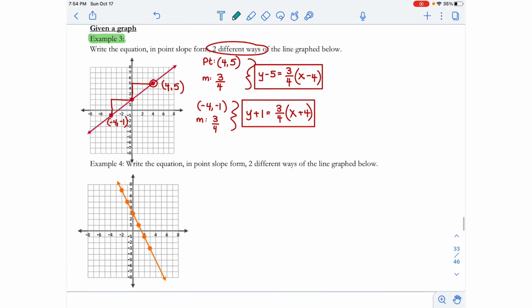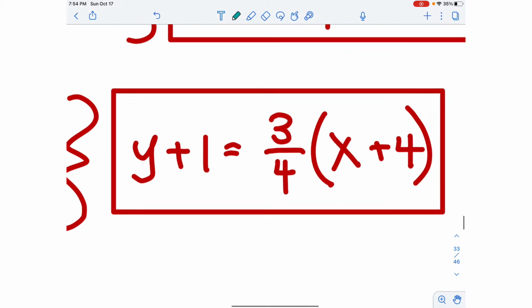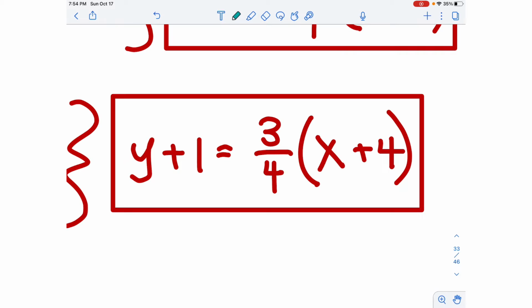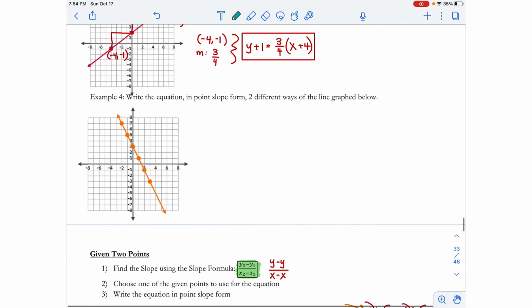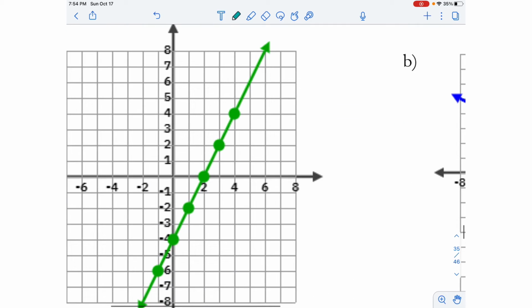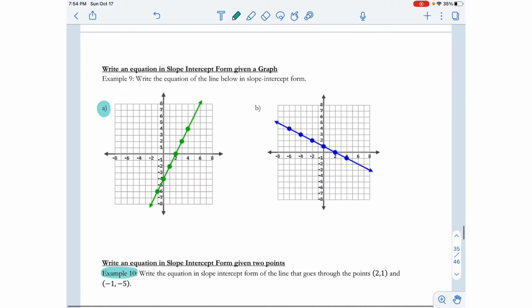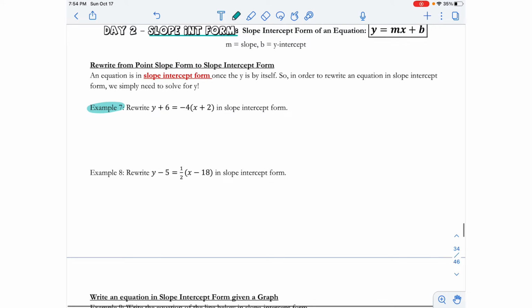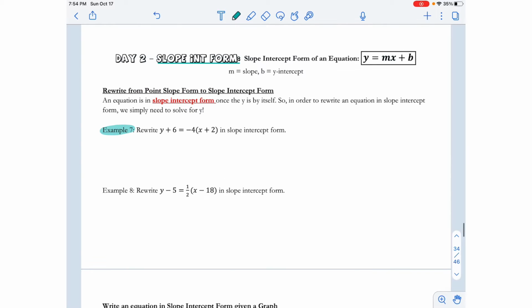What that means for point-slope form is you're going to write an equation that has the parentheses in it using any of the points on the line. But what that means for slope-intercept form is you're going to write an equation with the slope and the y-intercept. So you need to know the difference between the two and what they look like. That is something that you need to study. That is something that you need to know and have memorized.